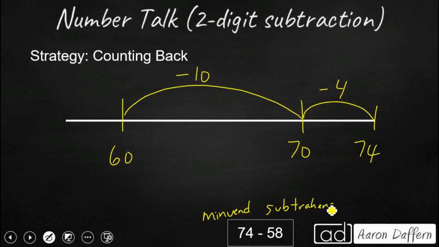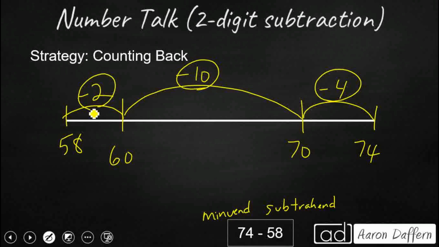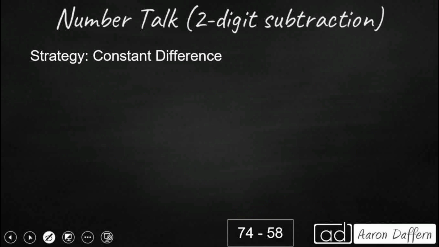If we can get from 74 down to 58. That's going to be another jump of 2. Then we just say 4 and 10 is 14. Add that 2, you get 16. So adding up, counting back, they're just opposites.